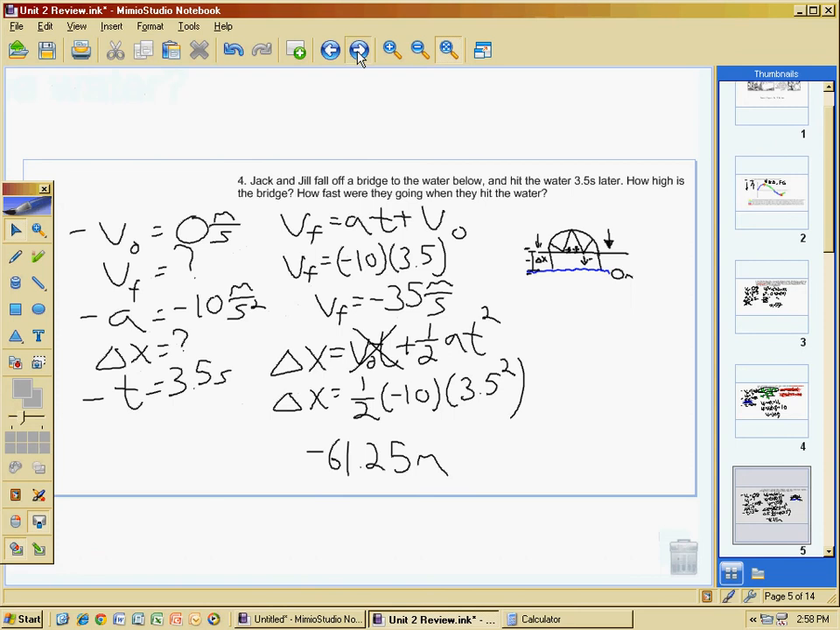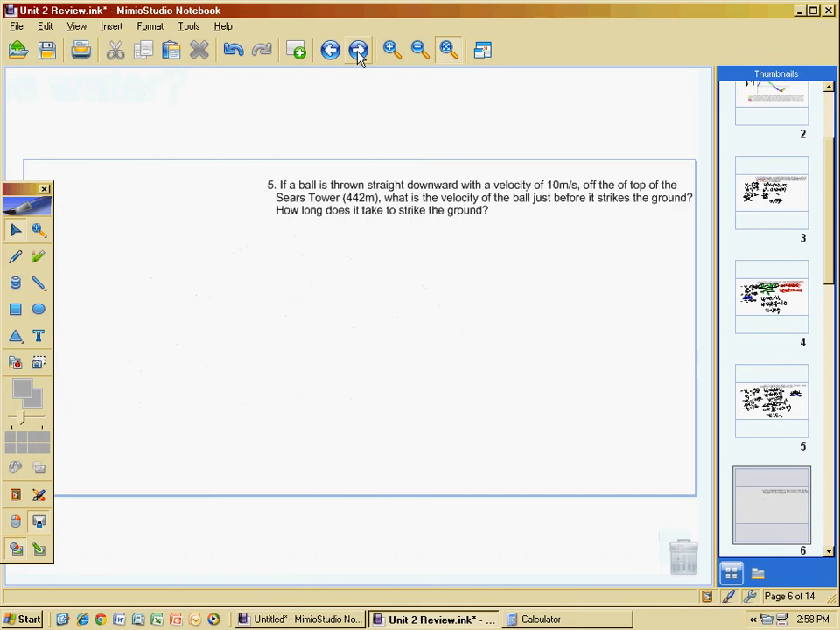Moving on to problem number 5. We once again know this is a vertical acceleration problem, a free fall problem, because it says downward. If it says downward, we're talking about free fall. So once again, we set up our initial variables.